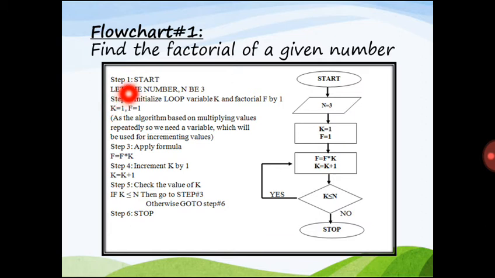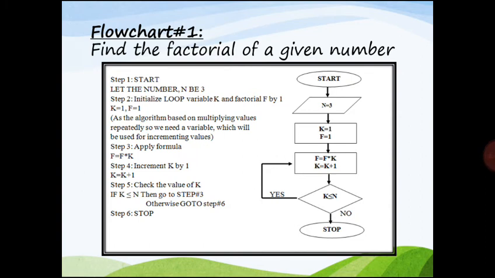If you remember, I have told you that the first step is start and the last step is stop. Then we initialized variables k and f. For incrementing or decrementing it will be k, and for the factorial variable it will be 1. But before initializing the variables, we have considered that the value which the user will enter will be 3, and the variable for that specific value will be n. After that we applied the formula, we incremented the value of k by 1, and then we checked the condition. If the condition is satisfied, it will go to step number 3, otherwise it will stop the algorithm.